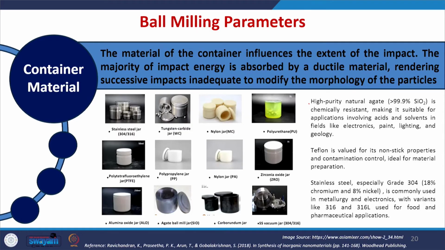The first parameter in the ball milling technique is the container material. The container material is a very important parameter. We have to select the right container based on our material, then only can we get the final product in a smaller size. For example, high purity natural agate is chemically resistant, so it is very useful for materials where you want to use acids and solvents. In this case we can go for the high purity natural agate material.